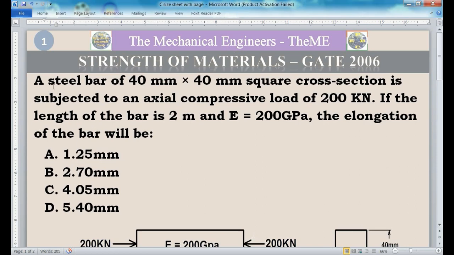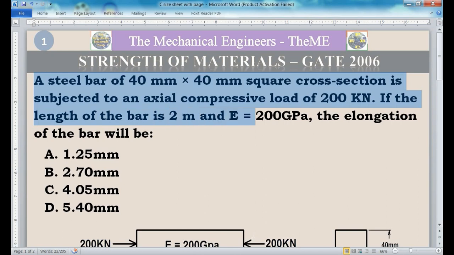So let's begin. First I will read the question. A steel bar of 40 mm into 40 mm square cross section is subjected to an axial compressive load of 200 kN. If the length of the bar is 2 meter and E is equal to 200 gigapascal, the elongation of the bar will be A 1.25 mm, B 2.70 mm, C 4.05 mm, D 5.40 mm.